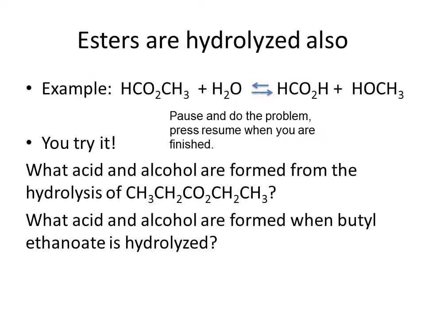Now below you can see we have 2 problems to do. What acid and alcohol are formed from the hydrolysis of this compound here, and what acid and alcohol are formed when butyl ethanoate is hydrolyzed? In one place I'm giving you a structure, in another place I'm giving you a name. When I give you a name, in order for you to figure things out, you need to draw the structure of that molecule.